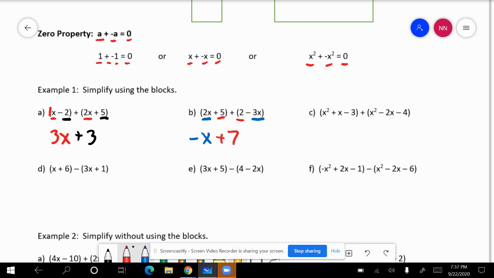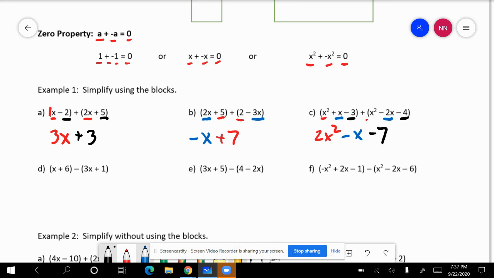With letter C, we're going to combine the x squareds, and that gives us 2x squared. Then we're going to combine the x's. 1x, negative 2x, adds up to negative x. And then we have the negative 3 and the negative 4. That adds up to negative 7, or minus 7. That's how we're going to add.